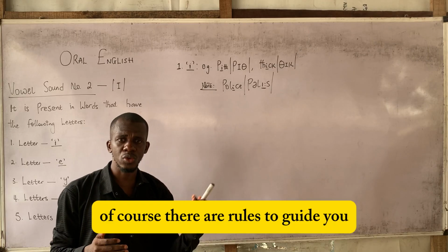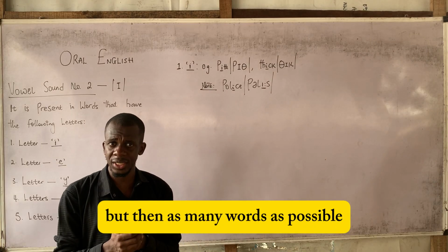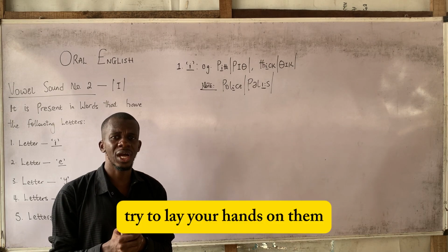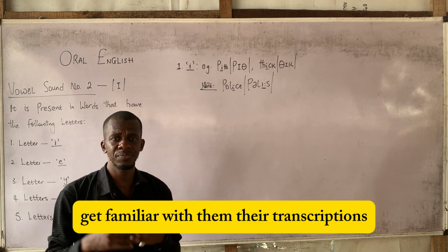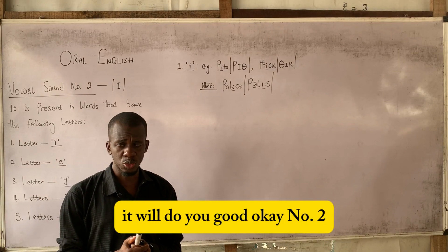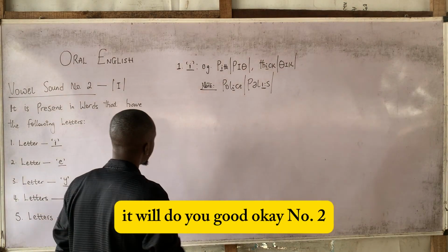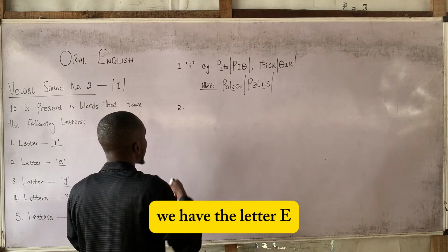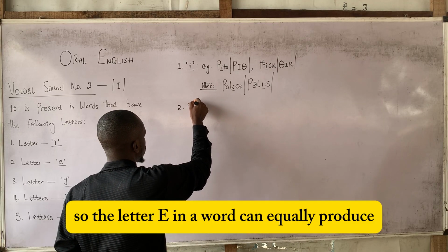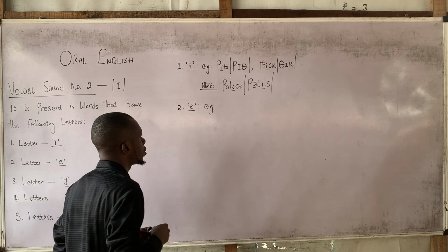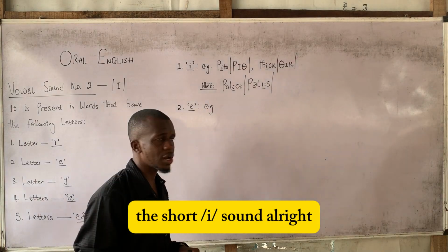Of course, there are rules to guide you, which is what I'm showing you, but try to lay your hands on as many words as possible, get familiar with them, their transcriptions, their spellings, and their meanings. It will do you good. Number two, we have the letter E. The letter E in a word can equally produce the short E sound.